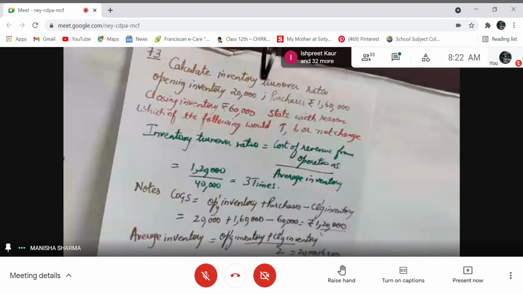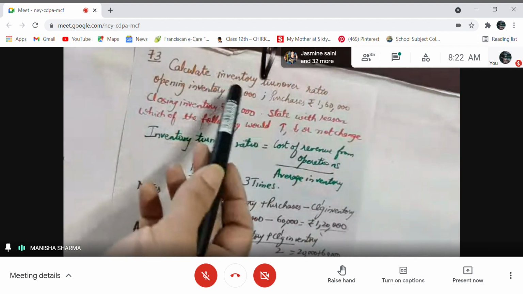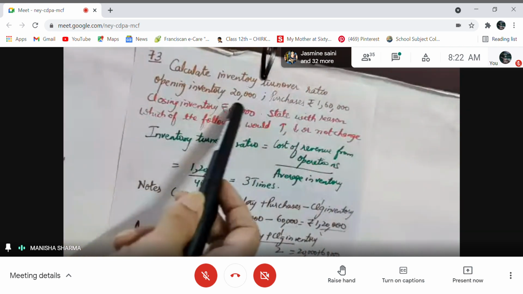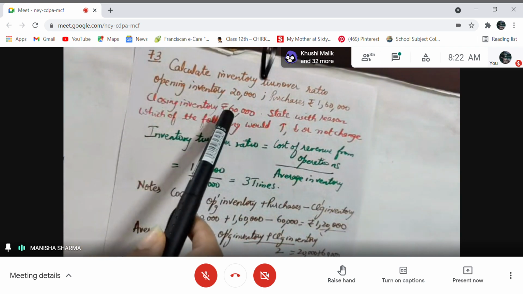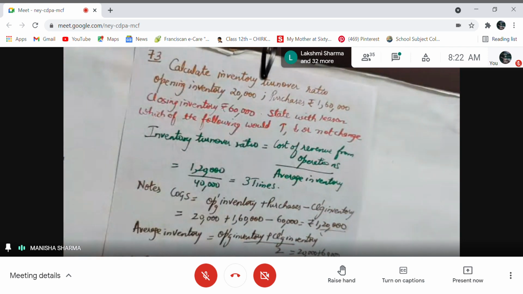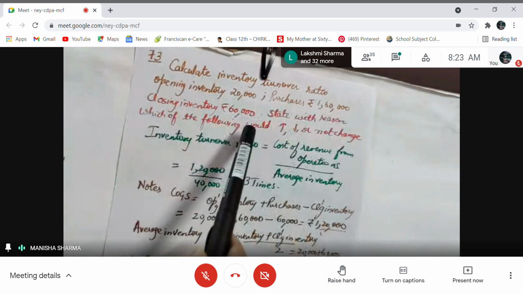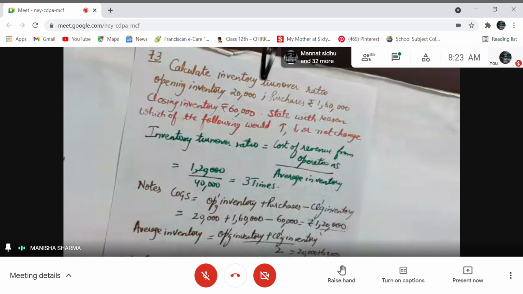Let me check. Yes. Calculate inventory turnover ratio. Opening inventory 20,000 is given in the sums. Purchases are given to be 1,60,000. Closing inventory is given to be 60,000. State with the reason which of the following would increase, decrease, or not change the ratio. So these are about whether the ratio will change, not change, decrease, or increase.